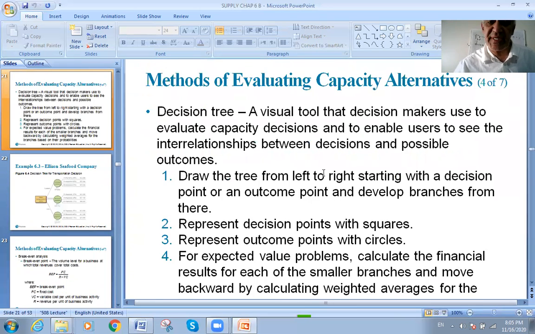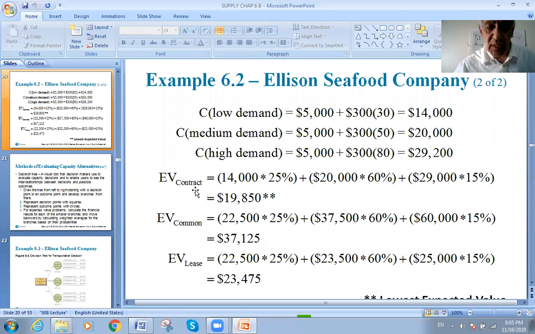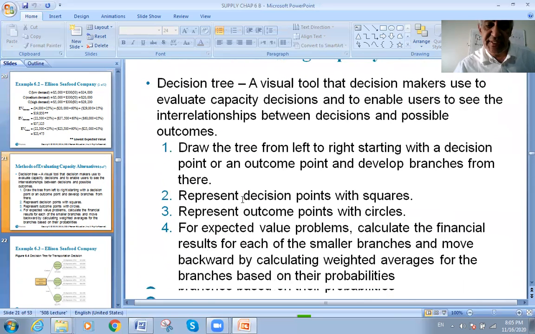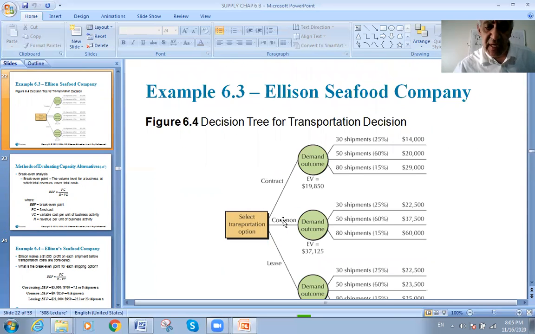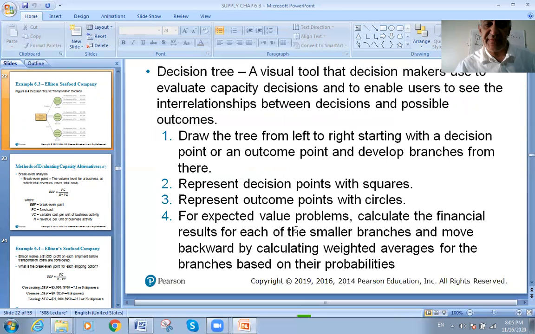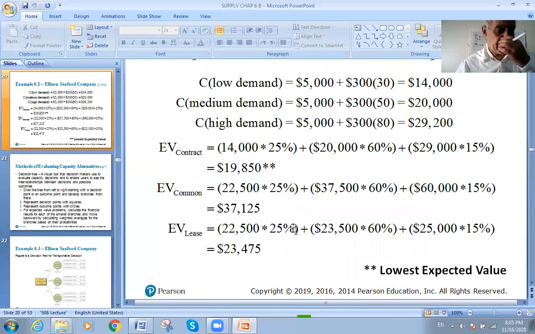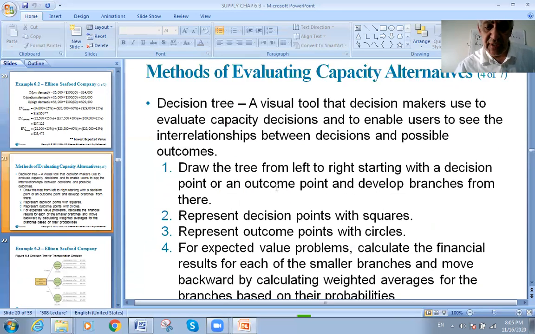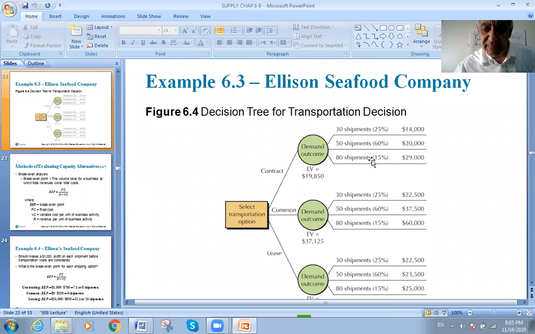What we will do is the calculation here. The EV of the contract, the common and the lease. Look at this. A branch for the contract, a branch for the common, a branch for the lease. Okay, that's first. Let us see the contract. The contract: 14,000 by 25%, plus 20,000 times 60%, plus 29,000 times 15%.